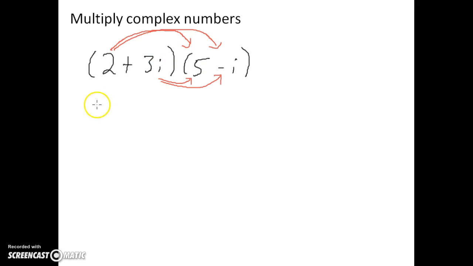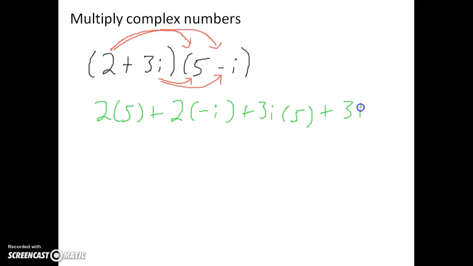So we have 2 times 5 plus 2 times negative i plus 3i times 5 plus 3i times negative i. So I'm just writing down everything so that you can see where everything is coming from. So let's actually multiply these.